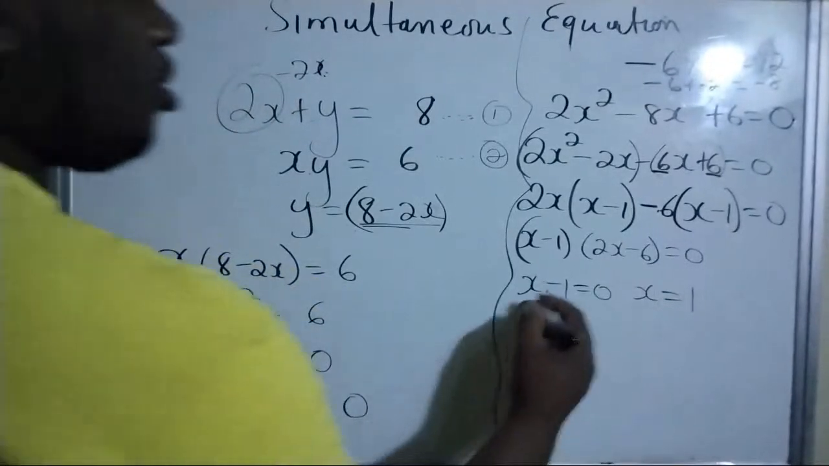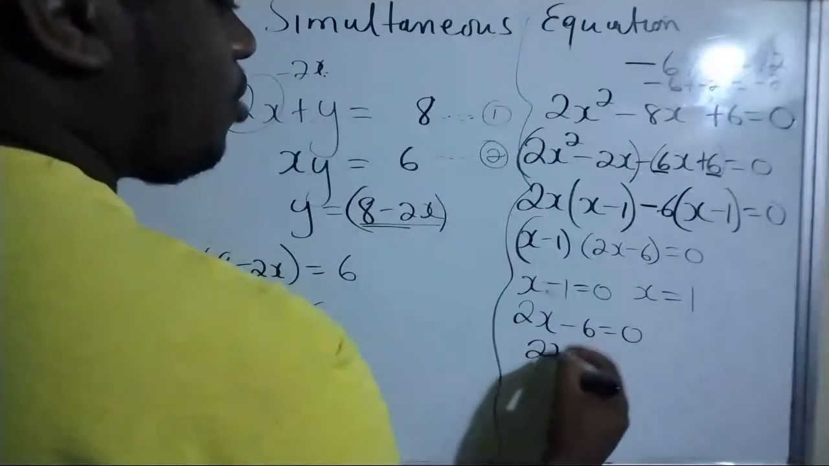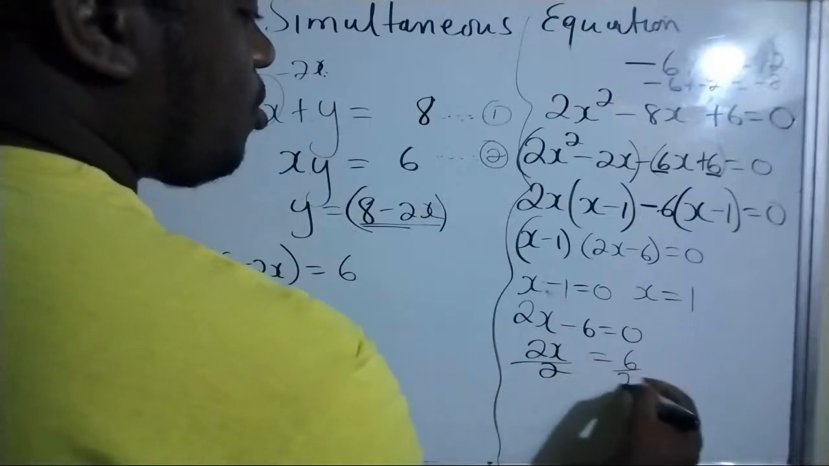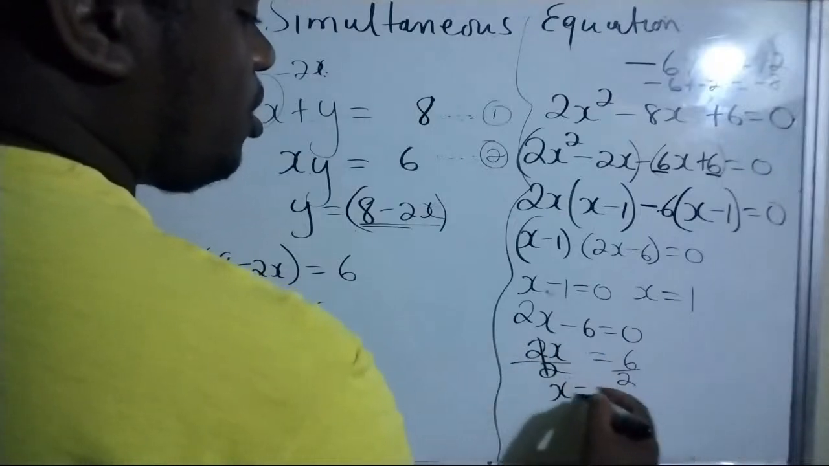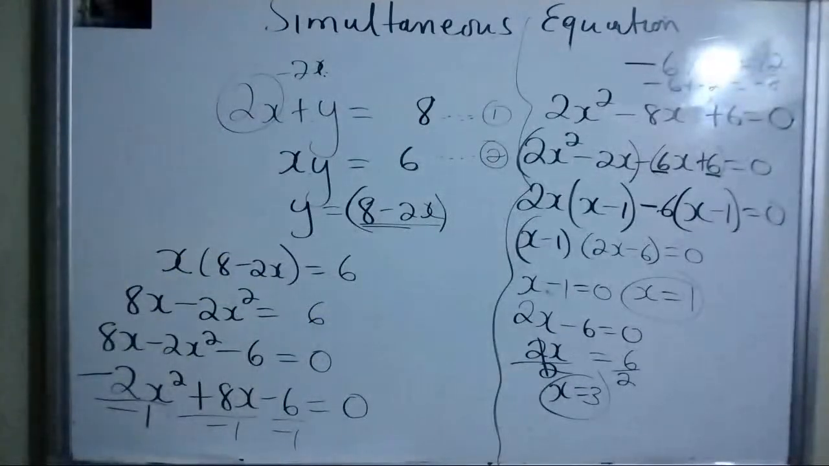And when 2x minus 6 is equal to 0, 2x equals 6, divided by 2, so x equals 3. So we have x is 1 and x is 3. So it's actually 4 solutions we're going to get.